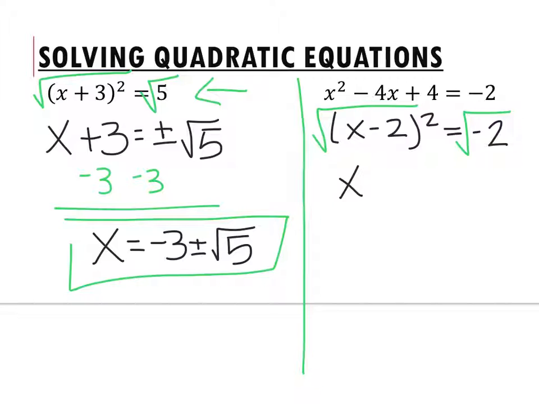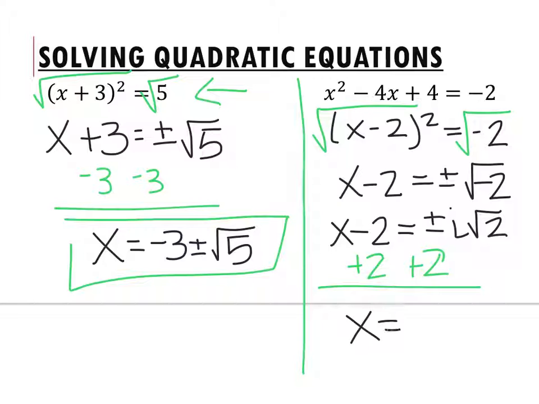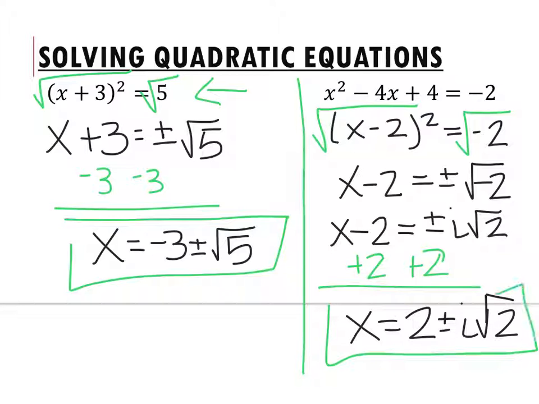And here we end up with x minus 2 is equal to plus or minus the square root of -2. You know we can't have a negative underneath the radical, so I'm going to go ahead and take it out. We have plus or minus i square roots of 2. And last but not least, if you just add 2 to both sides, you end up with x is equal to 2 plus or minus i square roots of 2. And that's another way to solve quadratic equations. This form's really nice. It's really easy.